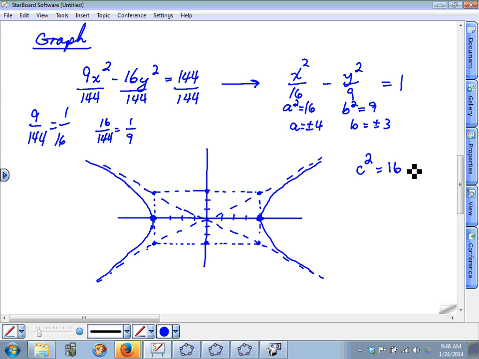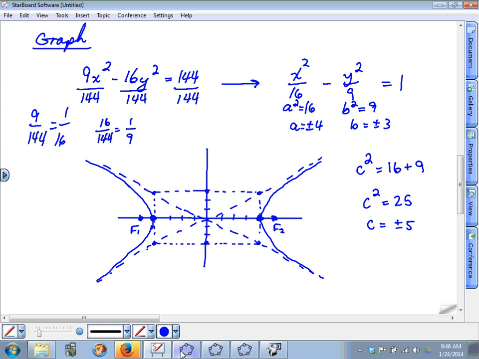So this is 16 plus 9. Exactly. C squared is equal to 25, which means that c is plus or minus 5. So we go over to positive 5, there's one focus, and go over to -5, and there's the other focus. So label one of them as focus 1, and another one is focus 2. It doesn't matter which one's which.